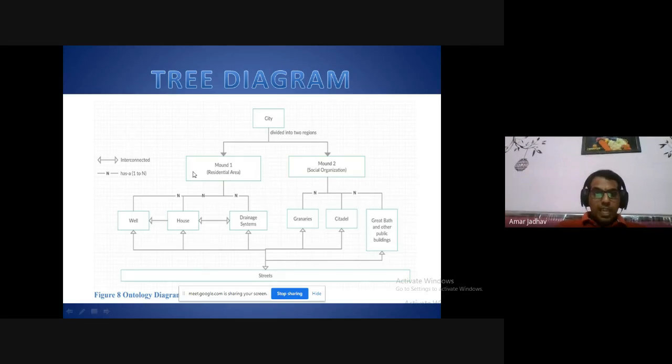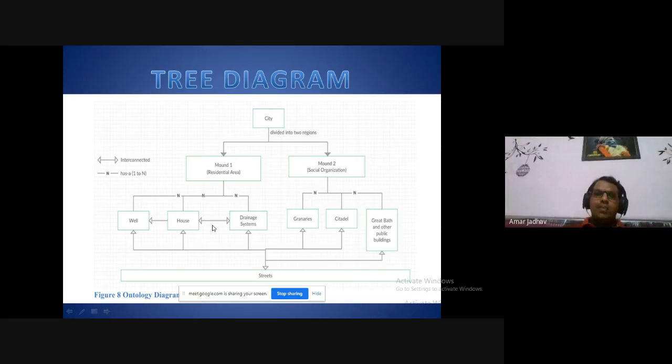So if I talk about the area where they used to live, the houses were properly supplied with water and a drainage system. My dear students, my question to you is, why is it necessary to have a proper drainage system? Is there any science behind it? Is it necessary to have a drainage system? If yes, why? I have two questions. Is it necessary to have a proper drainage system? And second, why?